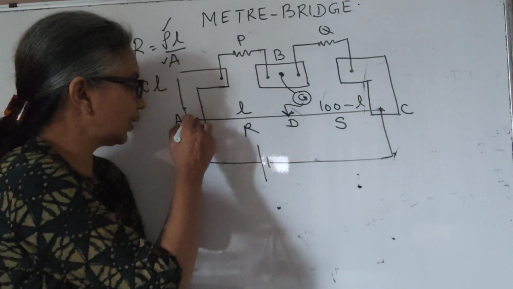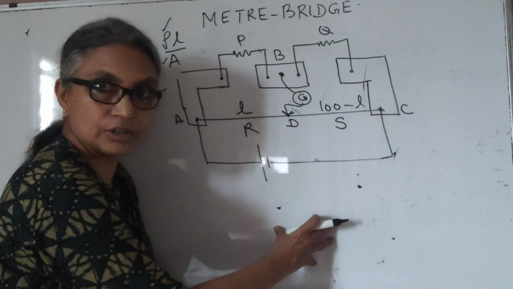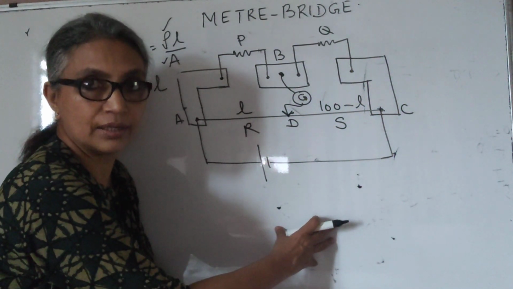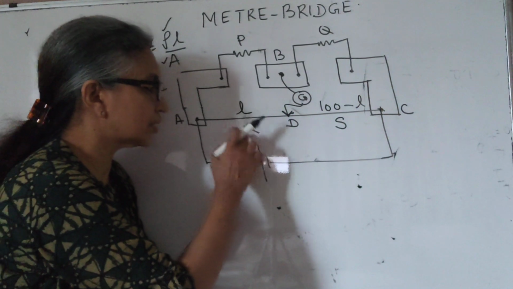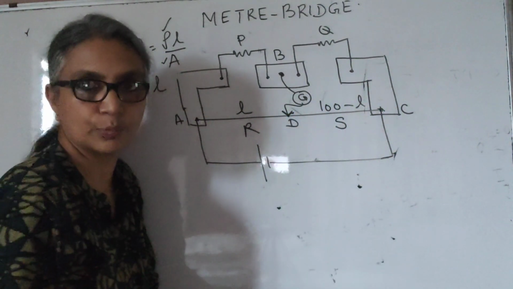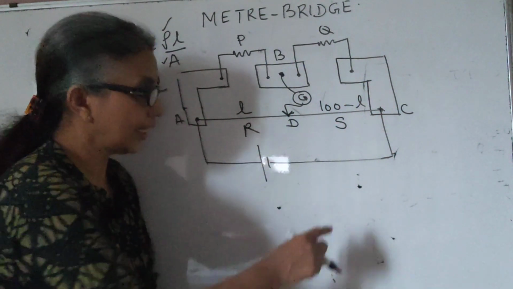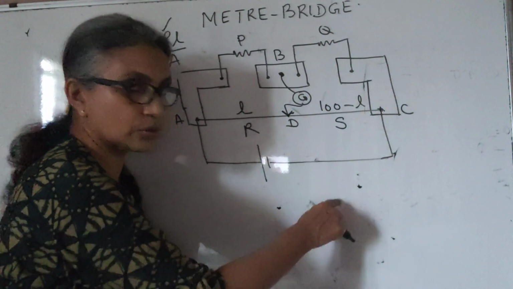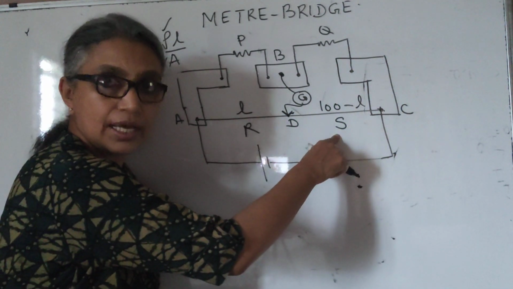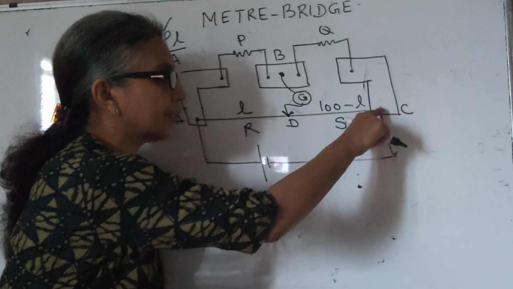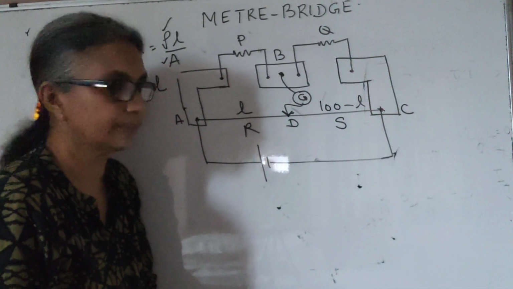Okay. So between A and D in our Wheatstone's bridge that I drew here, we have the resistance R, and here we have that resistance represented by this much length of wire, of the meter bridge wire. And between D and C of our Wheatstone's bridge, we have this resistance S, and that resistance here is offered by this length of wire, 100 minus L.